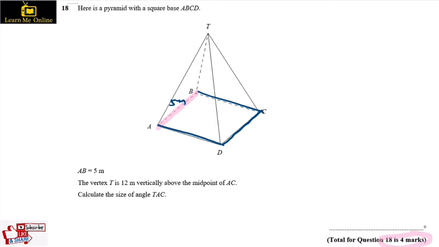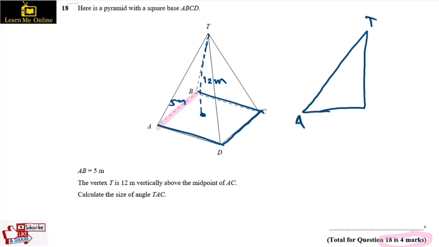The vertex T is 12 meters vertically. So this is the vertex, which is 12 meters long. I assume that the vertex is this part, from the middle to the top, and this is 12 meters long. If I draw a separate right angle triangle, this is how the triangle would look. This is the point which is hitting the surface. This is point T, this is point A.